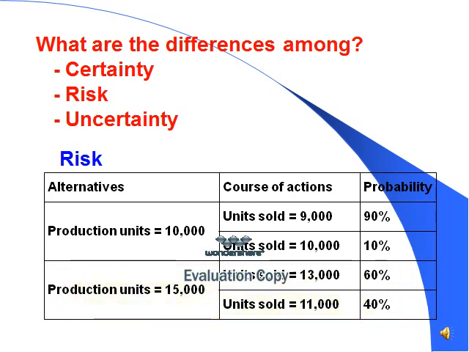The second alternative, the production units equal 15,000. The units sold may be 13,000 by 60% probability or 11,000 by 40%. The total probabilities for the one alternative must be 100%. You can notice that 90% plus 10% for the first alternative equals 100%, and 60% plus 40% for the second alternative equals 100%.